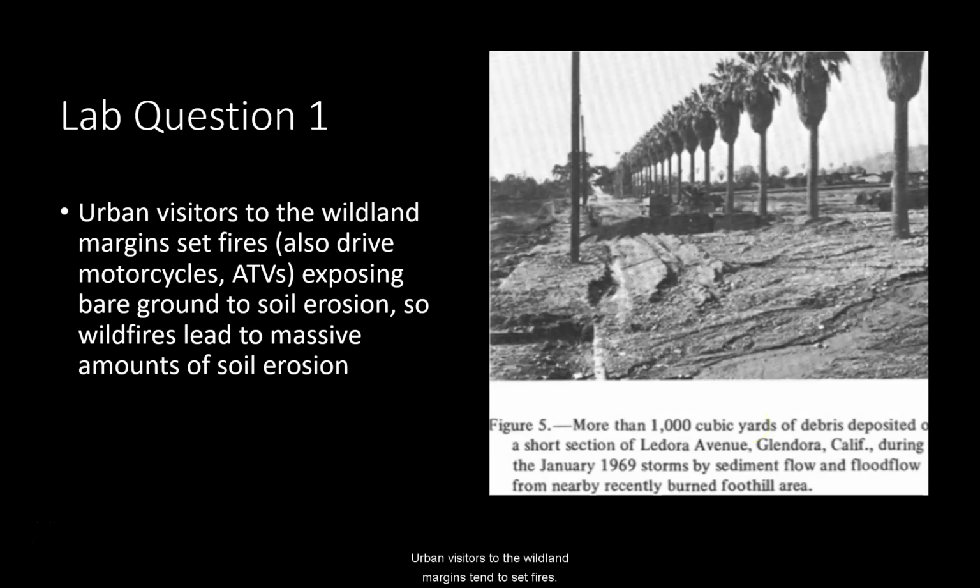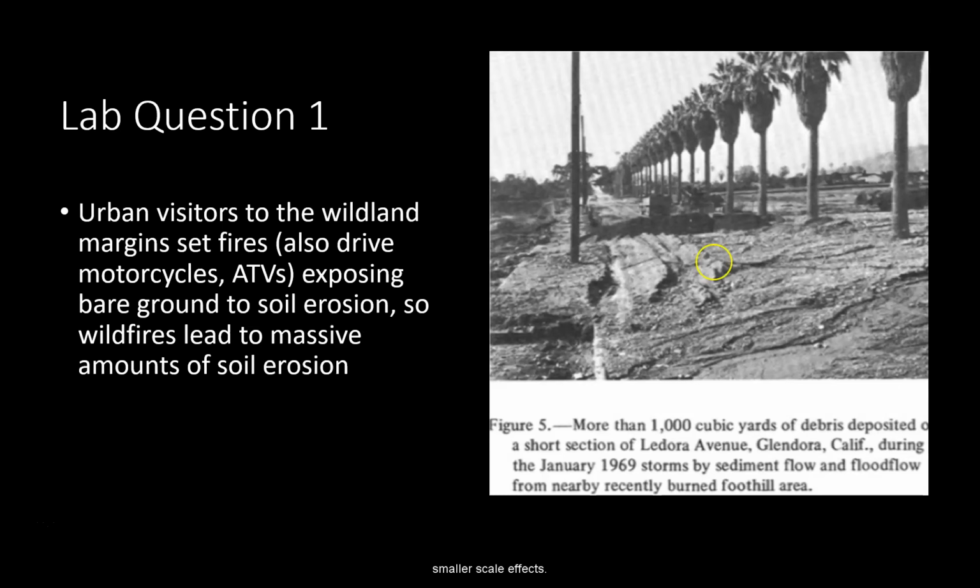Another example of why this is important would be wildfires. Urban visitors to the wildland margins tend to set fires. They also drive motorcycles and ATVs. So if you are in an urban area and you get a wildfire on the perimeter, where there's motorcycle and ATV traffic exposing bare ground, soil erosion will occur that will enhance the debris flow. And this is the view of debris flows moving into Glendale, California. In this case it's about wildfires, but you can also get ATVs and motorcycles accelerating erosion and producing similar, although smaller scale, effects.